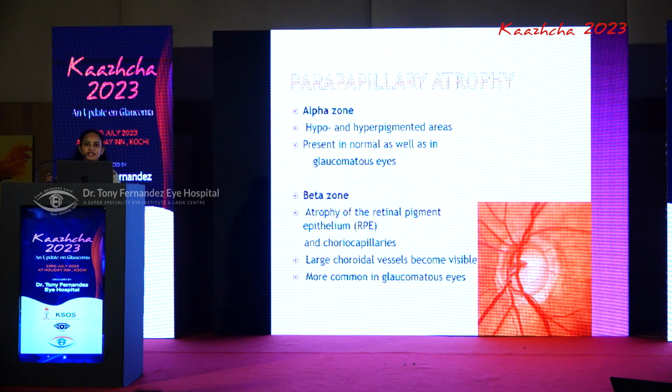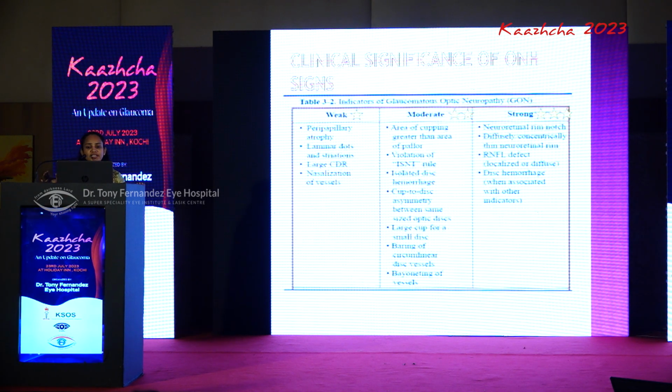In parapapillary atrophy, alpha zone and beta zone are there. Beta zone changes are more common in glaucoma. And considering the clinical significance of optic nerve head signs, neuroretinal rim changes in the form of diffuse thinning, notching, RNFL defect, and disc hemorrhages, when associated with other factors, are strong indicators of glaucoma.